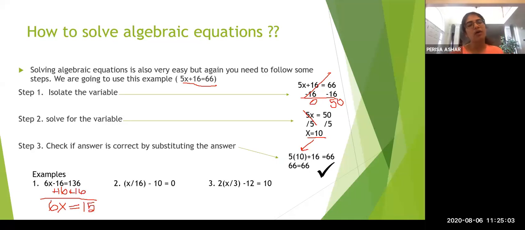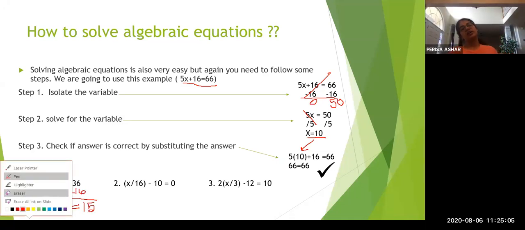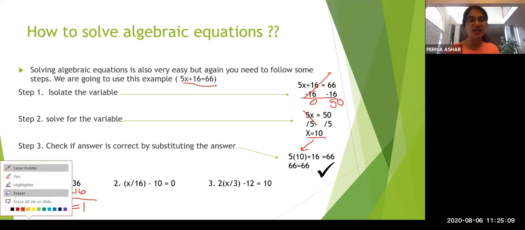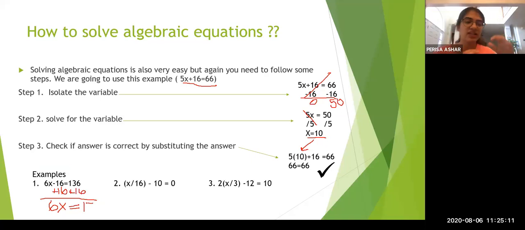And so now we have to isolate x. What do we do when we have a coefficient like 6 in front of the x? 6 times x equals 152.